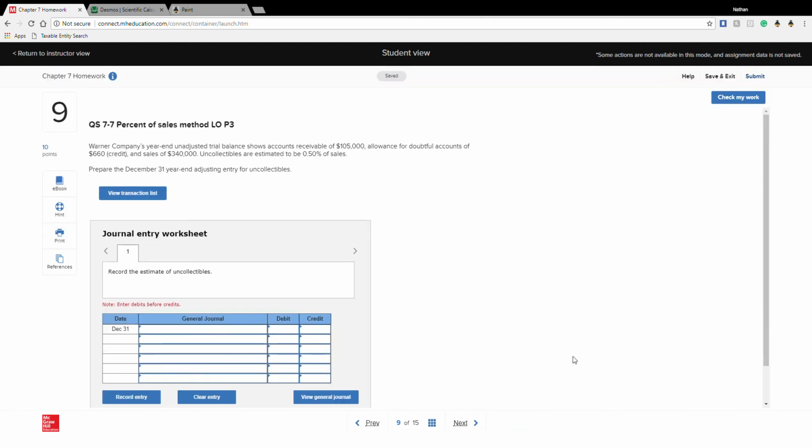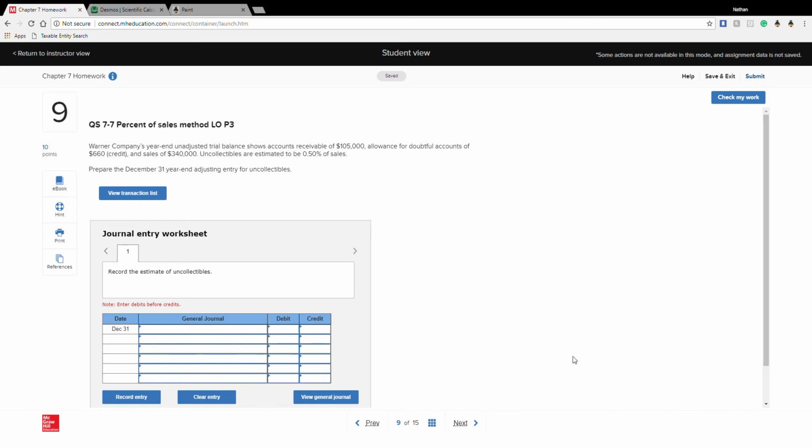Question 9. Now we get the percentage of sales method. Okay, Warner Company year-end unadjusted trial balance shows accounts receivable of $105,000, allowance for doubtful accounts of $660,000, and sales of $340,000. Uncollectible are estimated to be at 0.5% of sales. Whoa, that's a really strange percentage.